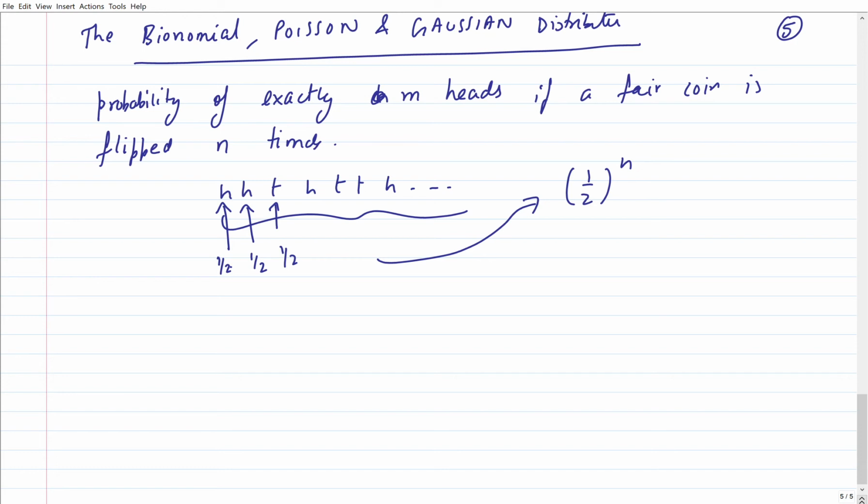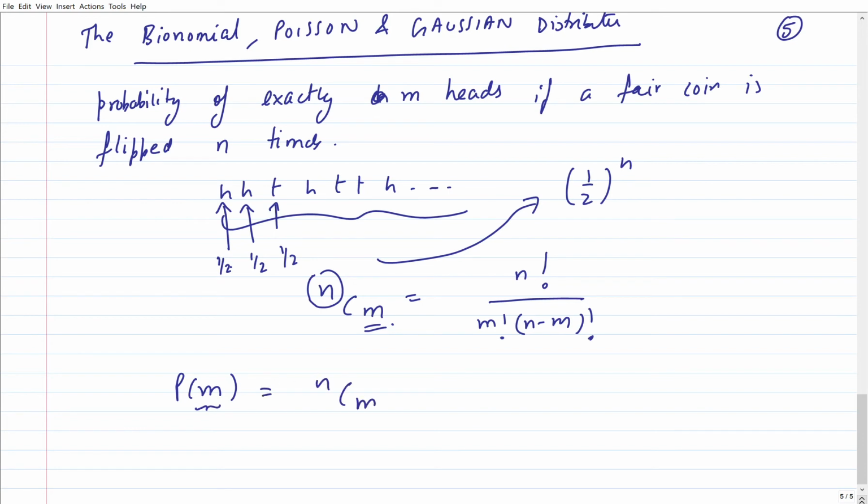And what is the number of successful events? Well, that's just n factorial over m factorial times n minus m factorial. Essentially, it is n choose m. Out of n coin tosses, I'm choosing m heads. That's going to be it. So the probability we are after, the probability of m heads or m successes, is just n choose m times 1 over 2 to the power of n.